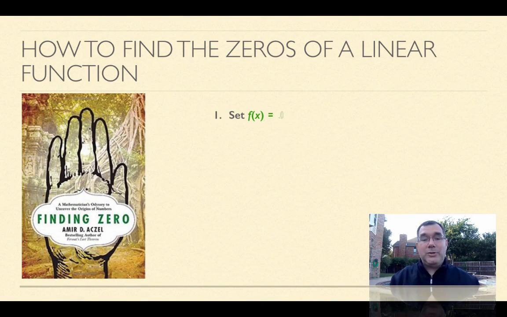So here's how we find those. It's really just two steps. We're going to set the function equal to 0, and we're going to solve for x.